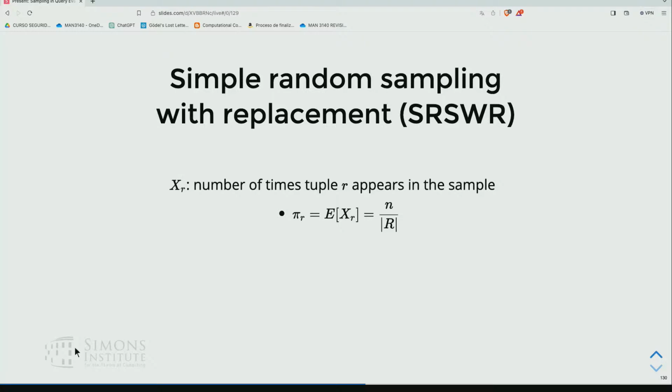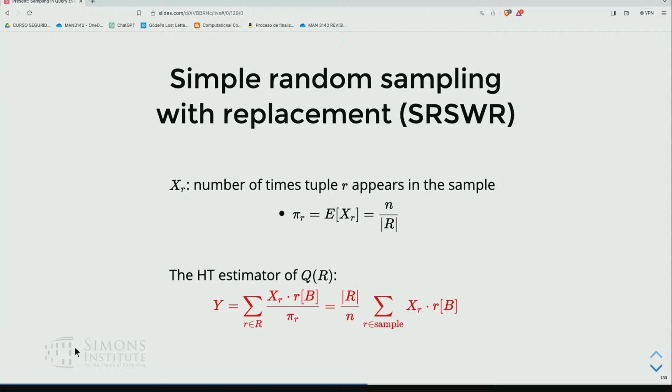Very simple, right? What we saw before, the expected value of this random variable is going to be n divided by the size of the relation, and then you get this Horvitz-Thompson estimator, which is going to be the size of the relation divided by n, and you have to consider the samples, so you have to multiply the value of this X of r times the value that you have for this element. It's a very simple thing, actually.